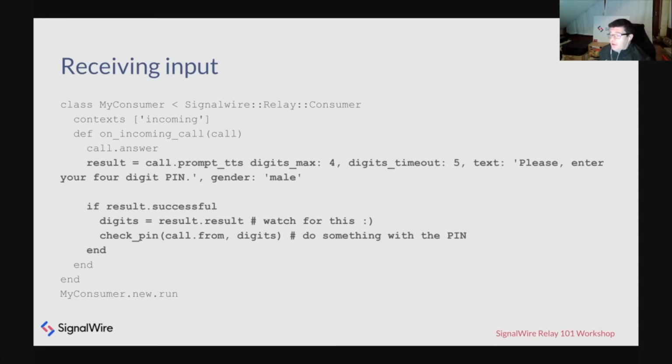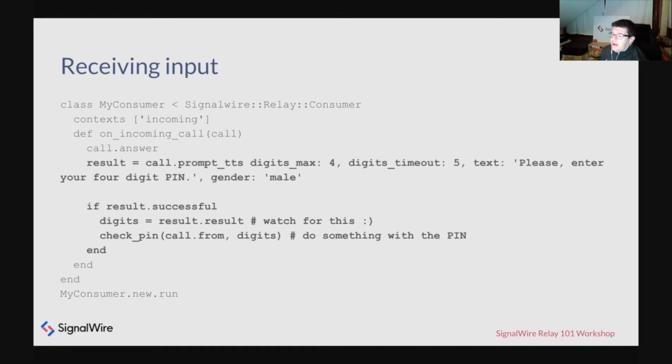Continuing down the line, of course, we'll see that if the result is successful in the digits collection, it means we have 4 digits. So it matches what we requested. The digits are in the result.result parameter, and I added a comment that says watch for this, because some people will go through the result object. Actually, the object returned from prompt TTS has a result method that will give you whatever was entered in case of a successful input. It's just a gotcha. You can just look at examples, but it's worth knowing.